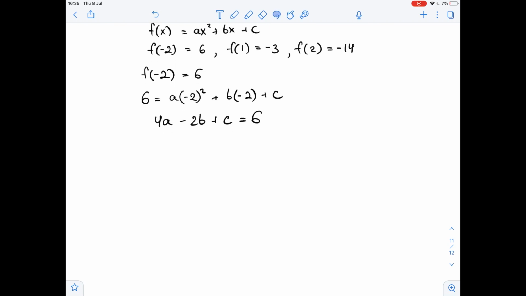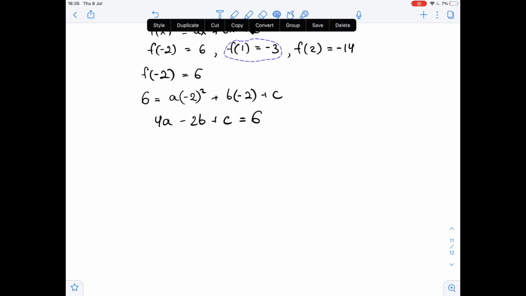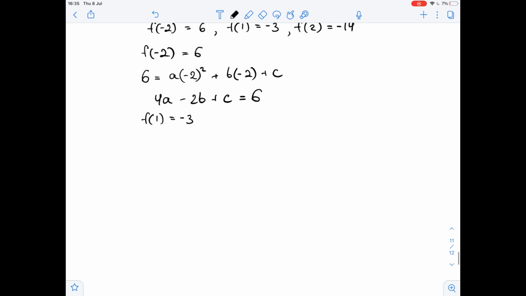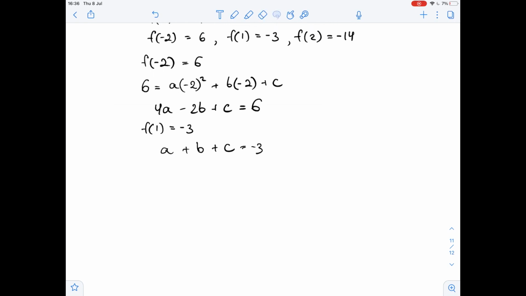Now we will use the next condition. We know that f of 1 equals -3. Let's substitute -3 for f of x and 1 for x. So a times 1 squared, so just a, plus b times 1, so just b, plus c equals -3. Actually, let's write -3 on this side, equals -3 here.